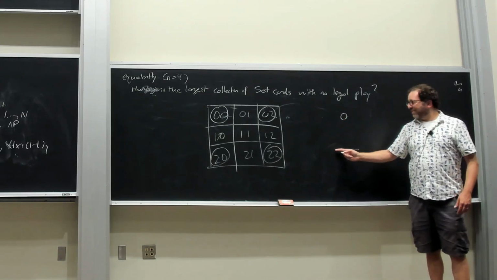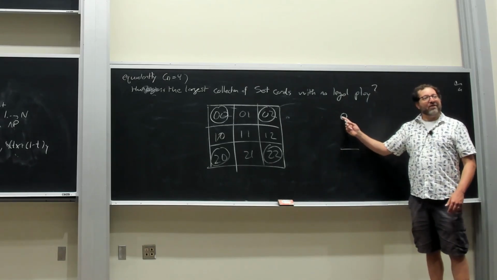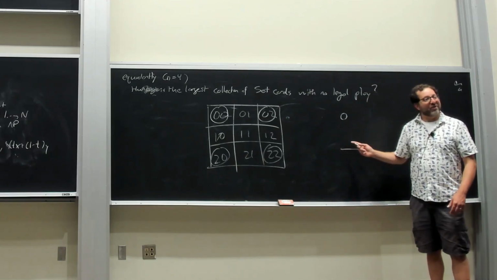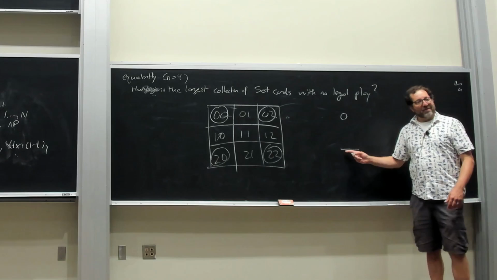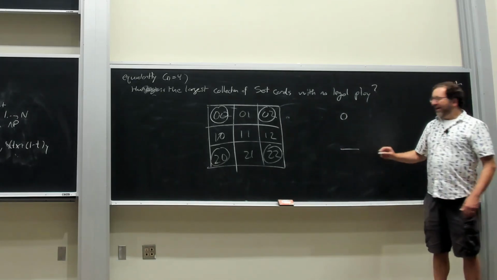So for these to sum to 0, the first coordinates have to be either all 0s or all 2s. But then that's also the same for the second coordinate. So for these to sum to 0, the first coordinates will have to be the same, and the second coordinates will have to be the same.